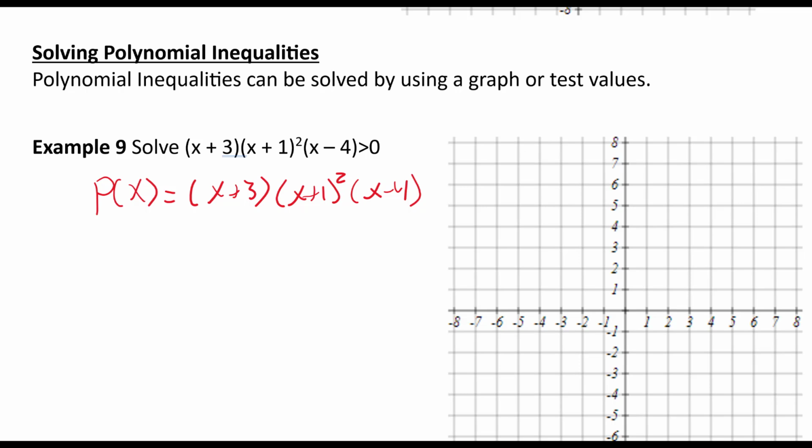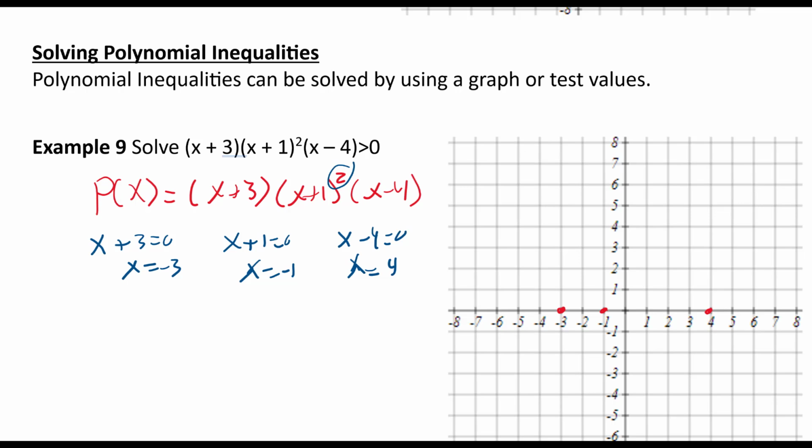And if we were to graph this, and I wish I would have written that in red and blue instead of red, but whatever. Of course, look at x plus 3 equals 0, x equals negative 3. So that's one of our intercepts. x plus 1 equals 0, x equals negative 1. Of course, that was squared, so that's multiplicity 2. Then we have x minus 4, so x minus 4 equals 0, x equals 4. So that means it's going to be over here.